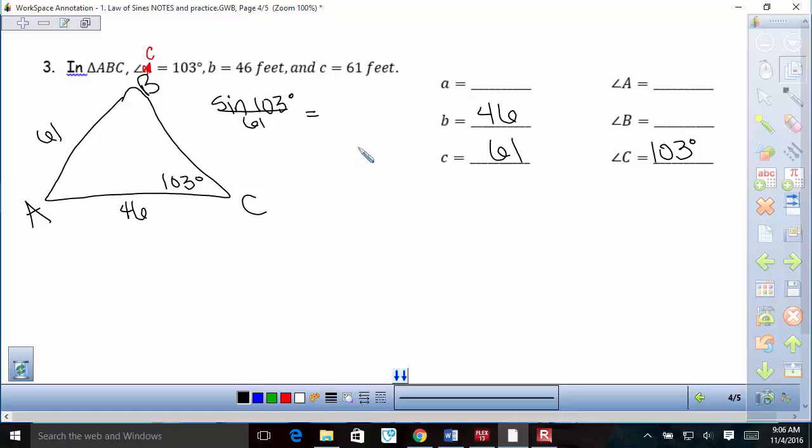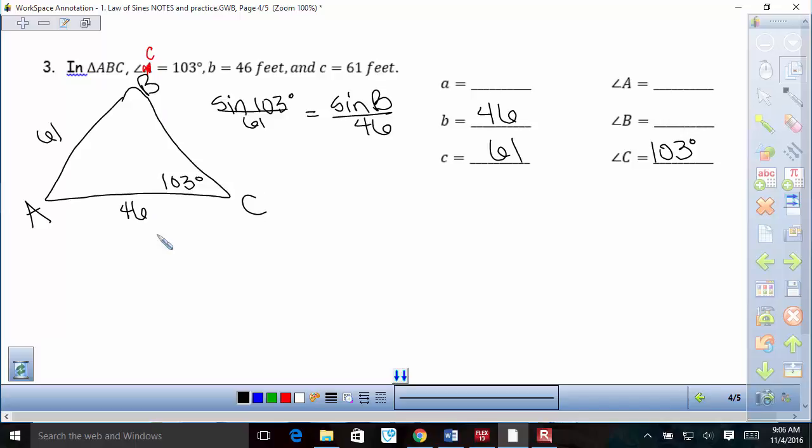All right, I normally say always do the smallest angle first, but you only have one angle. So you don't really have a choice here. You have to do angle B, don't you? That's the only option I have. I have nothing for angle A, so I can't do anything with that. But I can find angle B. Sine B over 46.